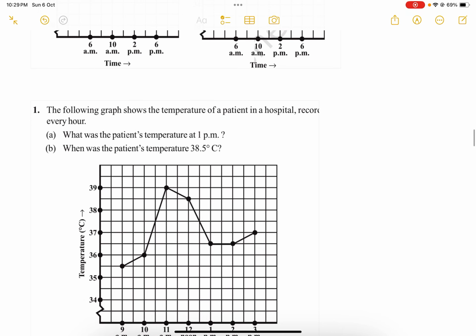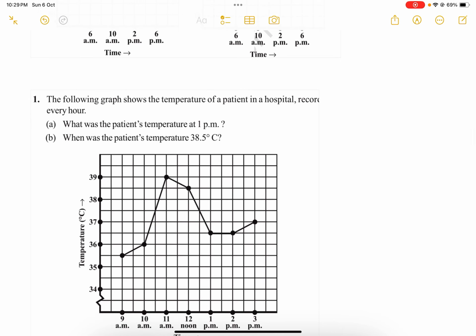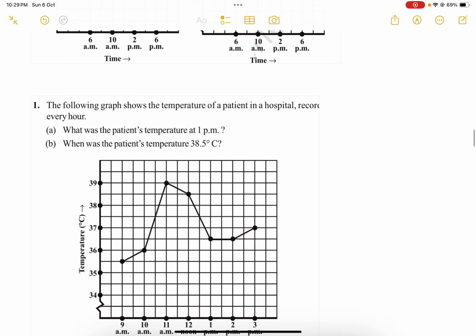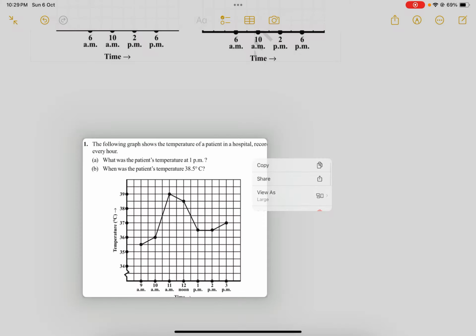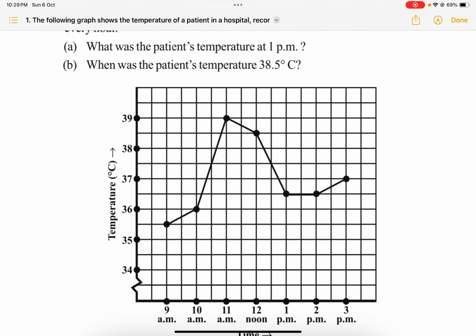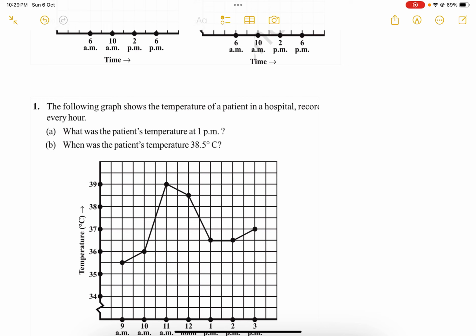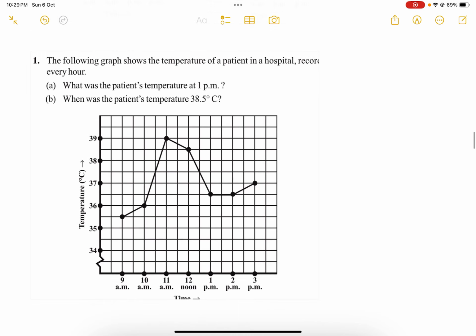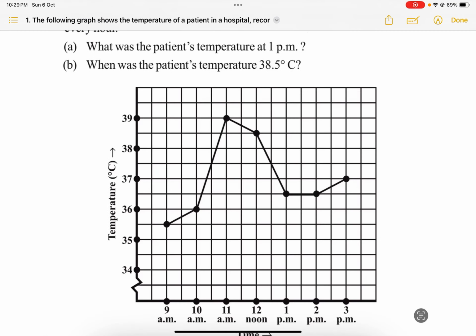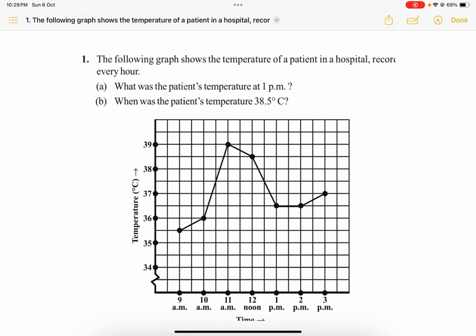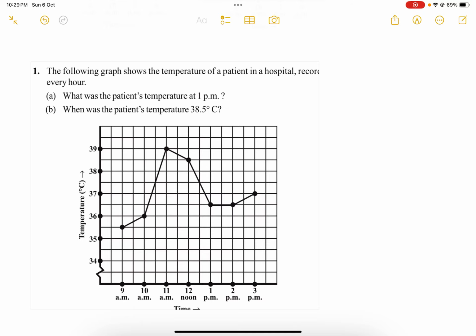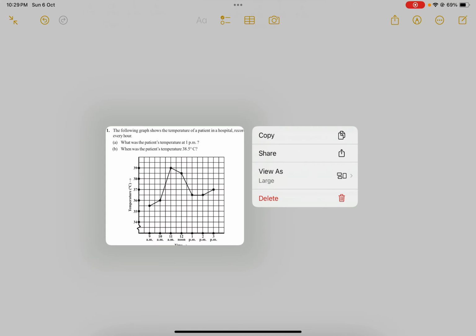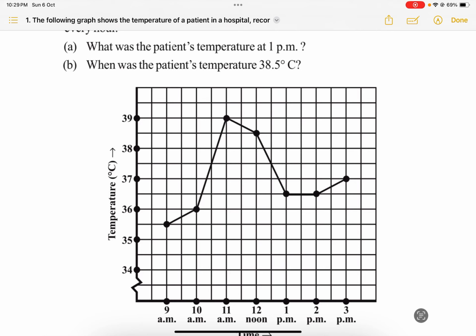Now, let us start the exercise. This is exercise 15.1. The following graph shows the temperature of a patient in a hospital, recorded every hour. What was the patient's temperature at 1 p.m.? Observe the graph: on the x-axis it is time, and on the y-axis it is showing the temperature. Now at 1 p.m., what is the temperature here?